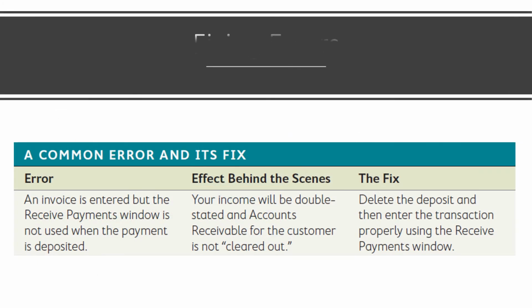Fixing errors. Many errors are simple to fix, such as correcting the number of items sold on an invoice as long as the payment has not been received. However, once you add an additional transaction, addressing the error is more complicated. The following table outlines a common customer-related error, the effect of the error behind the scenes, and how to correct it.